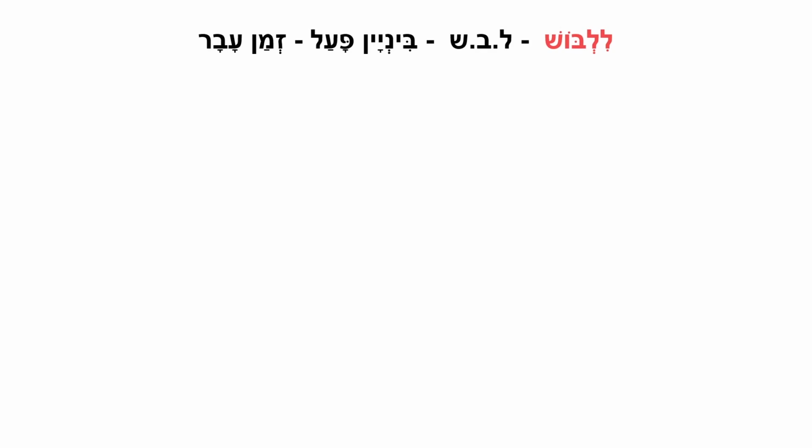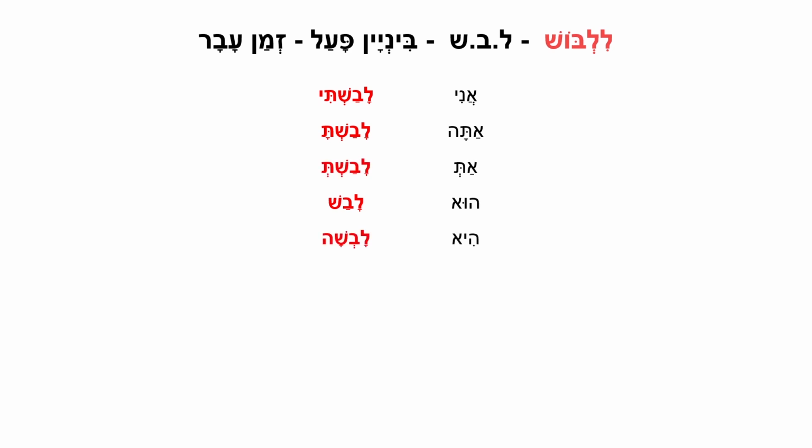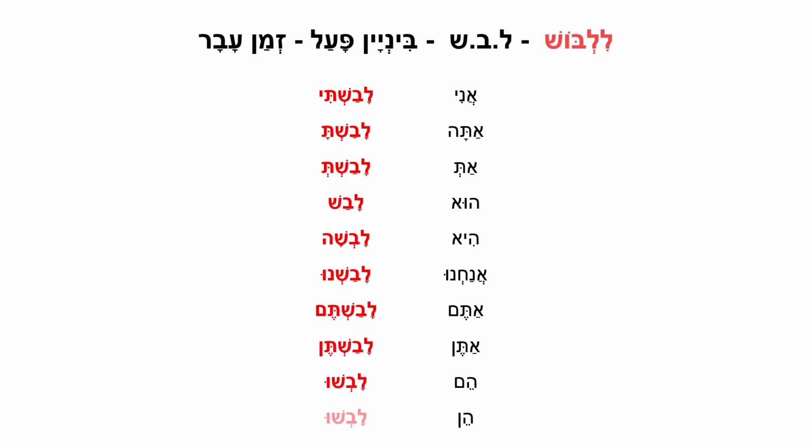ללבוש, the root letters למד בשין, the verb to wear. הוא לבש, אני לבשתי, אתה לבשת, את לבשת, הוא לבש, היא לבשה, אנחנו לבשנו, אתם לבשתם, אתן לבשתן, הם לבשו, הן לבשו.